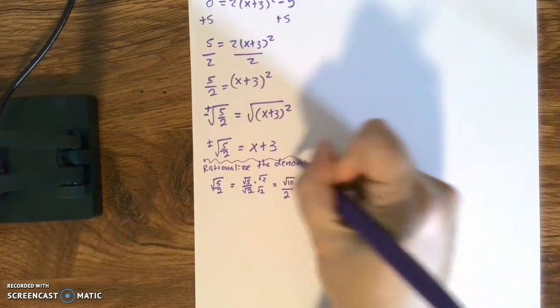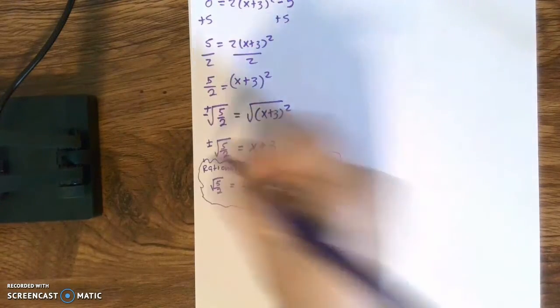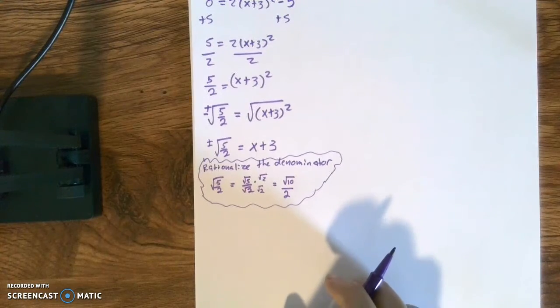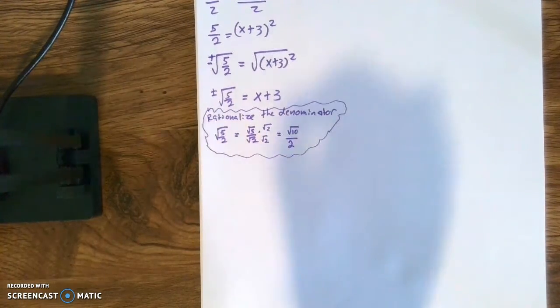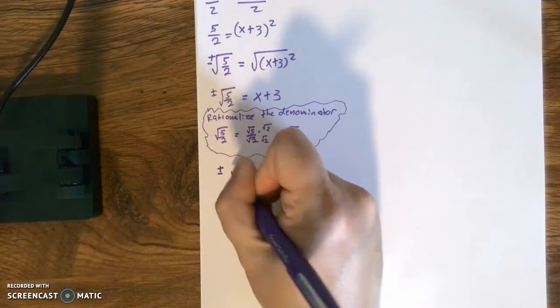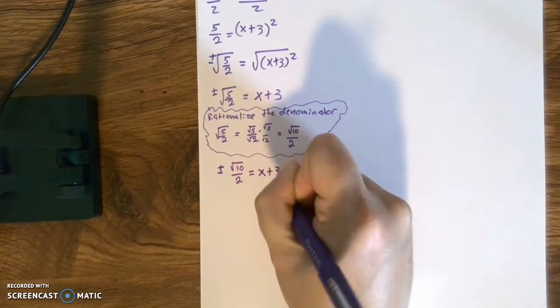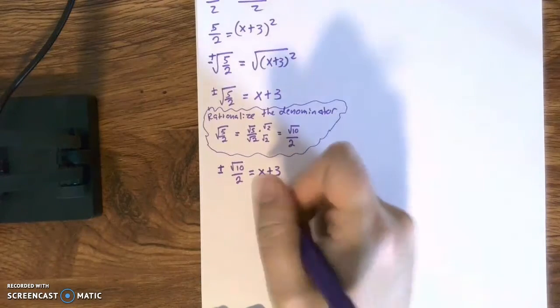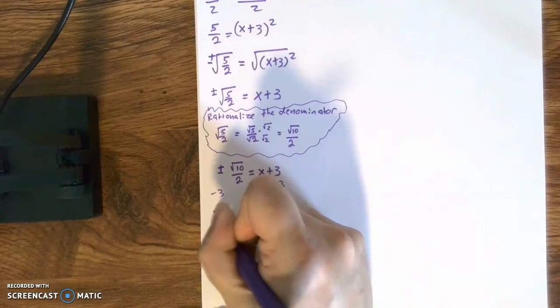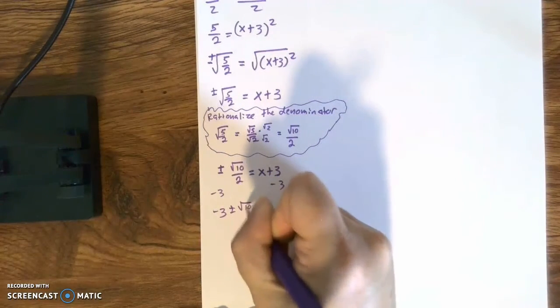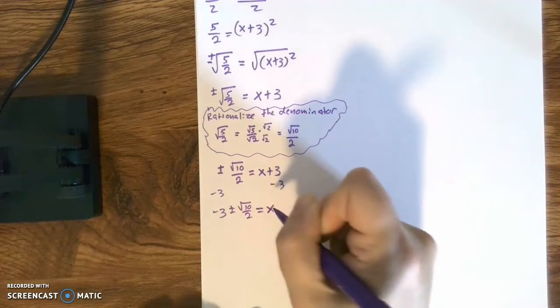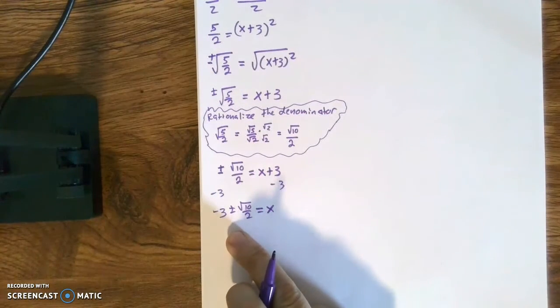So I'm going to put this in a bubble, like I did for completing the square. That's my side work. But my result is that plus or minus root 10 over 2 is x plus 3. And then I can subtract 3 from both sides. So here are my x-intercepts. They are at -3 plus root 10 over 2 and -3 minus root 10 over 2.